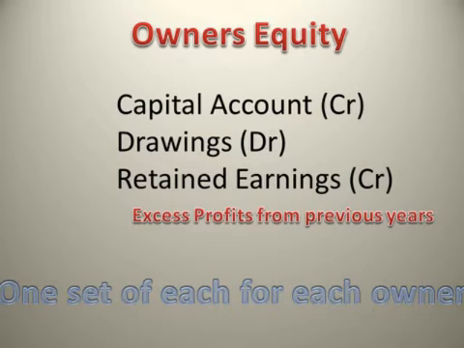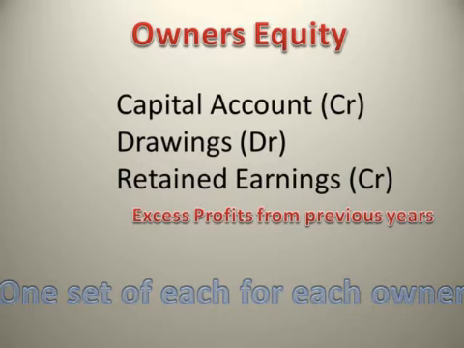And those 3 accounts, the capital, which is owed to you, the drawings, which you've already taken out, and the retained earnings, which are owed to you, add them all together, and that's the amount that the business actually owes you.